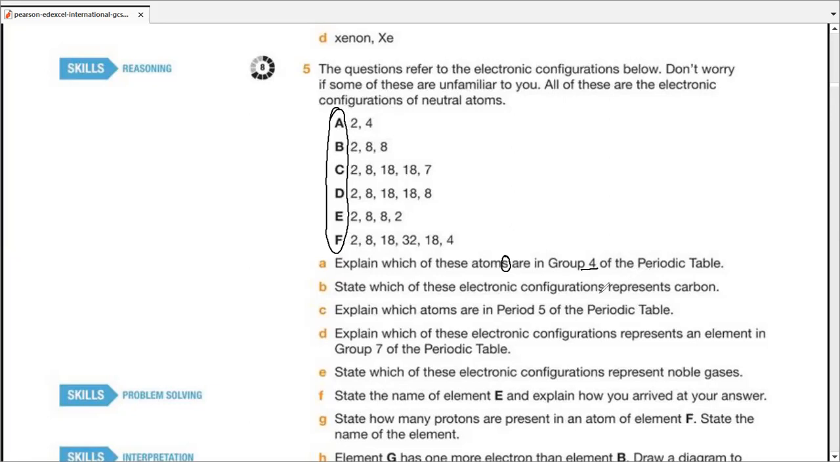Okay, put the periodic table aside. You're not supposed to take help from the periodic table in this case. Work out these electronic configurations and tell me which of these elements A, B, C, D, E, F will be a part of group 4 of the periodic table as per their given configuration.